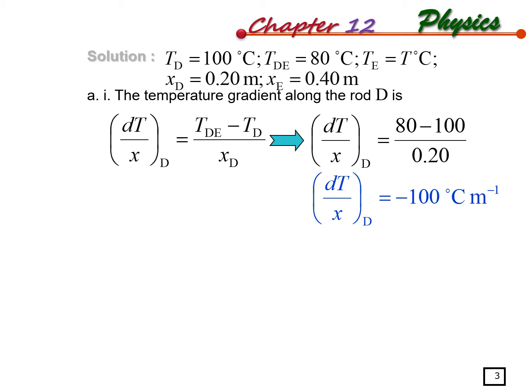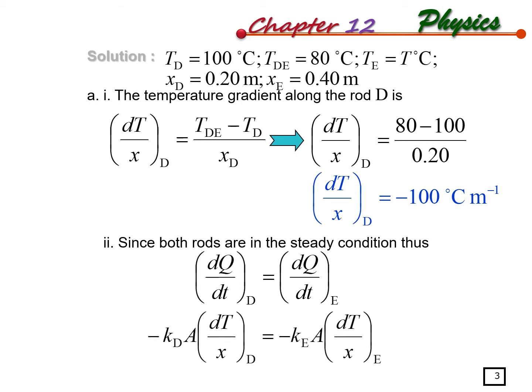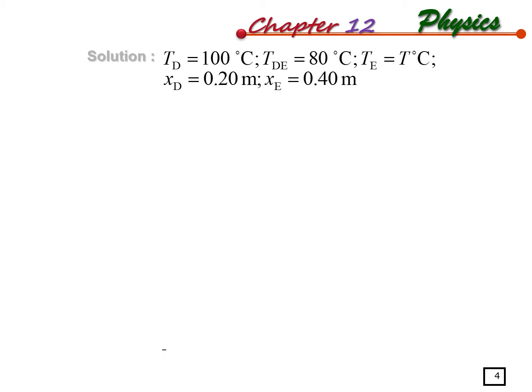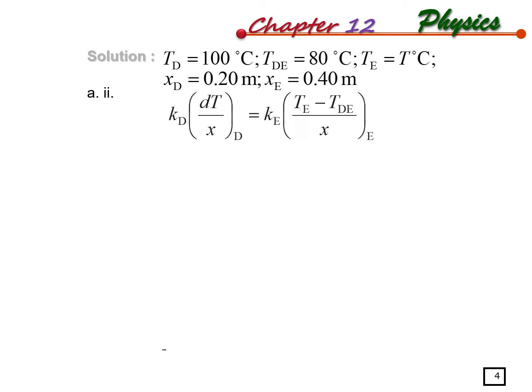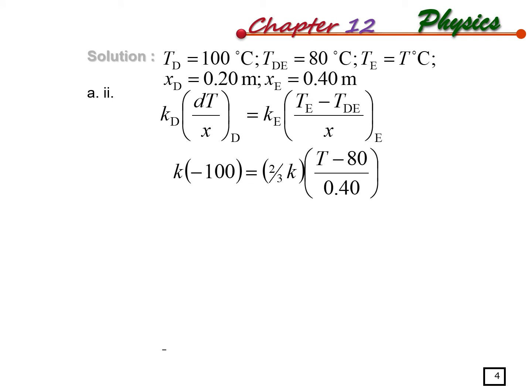Since both rods are in a steady condition, the rate of heat flow will be the same, dQ over dt for material D and for material E will be equal. Then we can expand the equation. We will end up with the final temperature which will be 20 degrees Celsius.